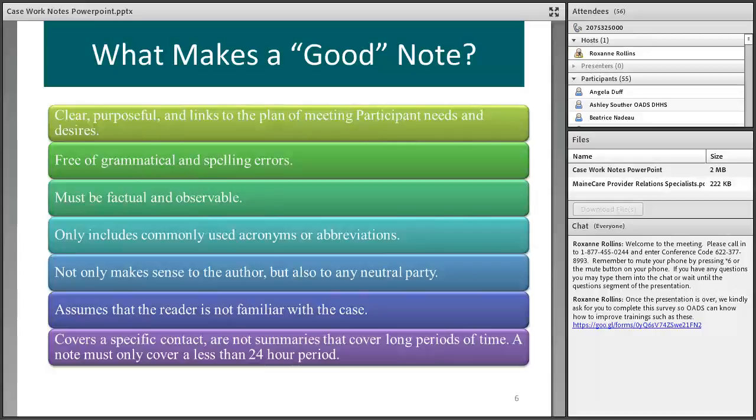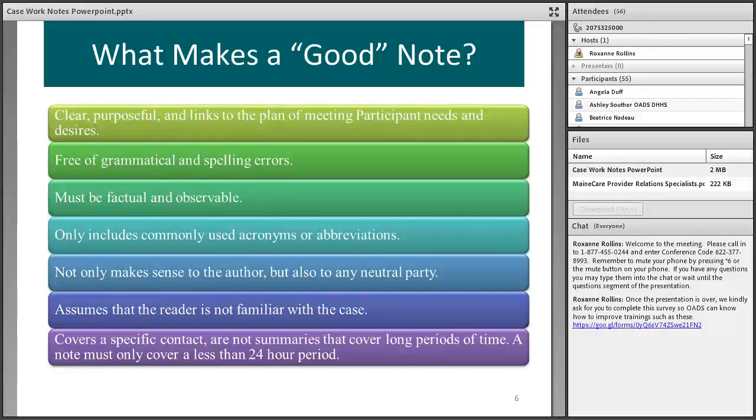We don't want you writing like you might be texting. No abbreviations, no letter U for the word you, that kind of thing. Full sentences with your punctuation, etc. The note must be factual and observable, not your opinion. What did you see? What did you hear?